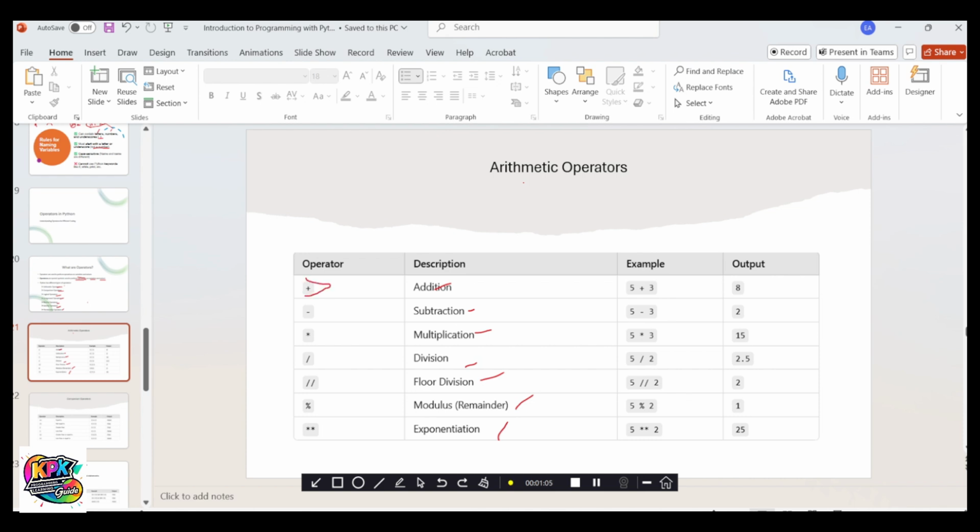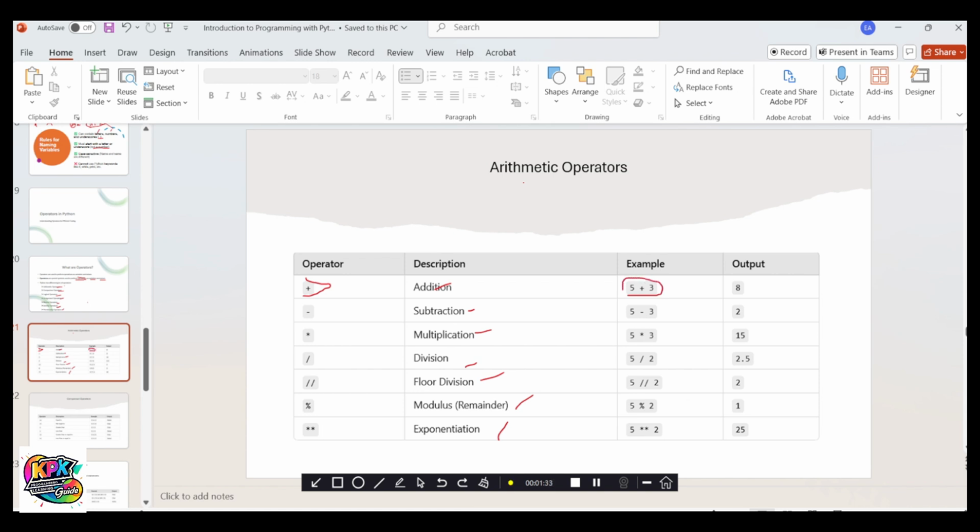This is basically the addition sign. You already know this mathematically. It is used for adding two numbers or values, or adding two variables. A typical example is 5 plus 3, which gives us 8. The moment you type this and run it in any Python interpreter, it is going to give you this value.